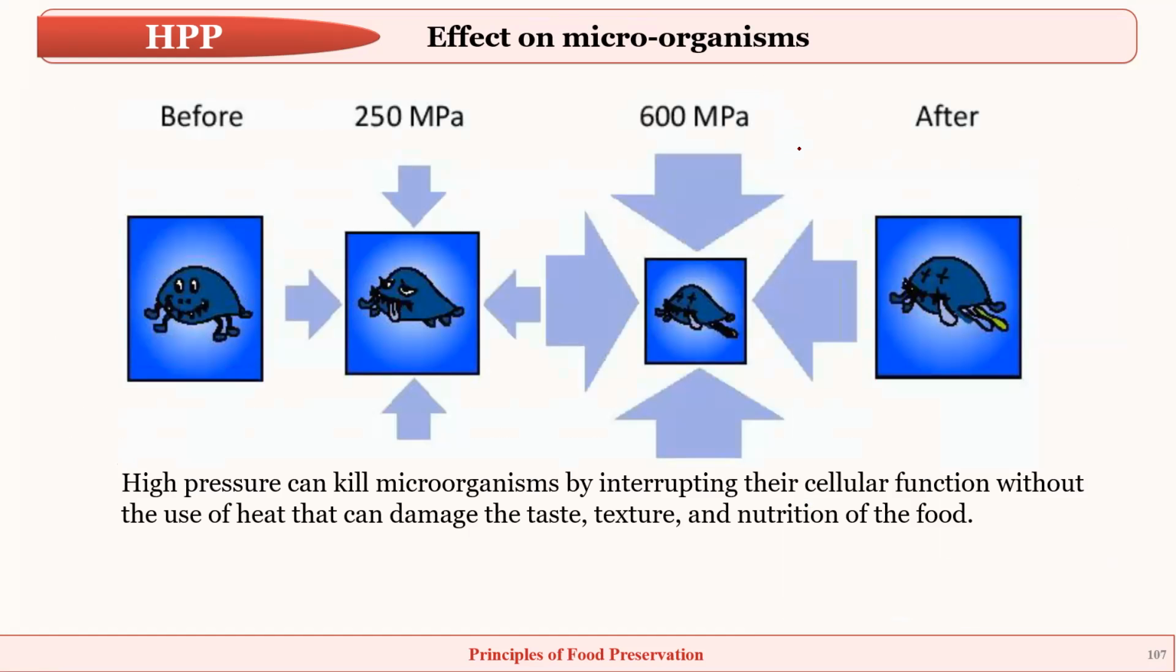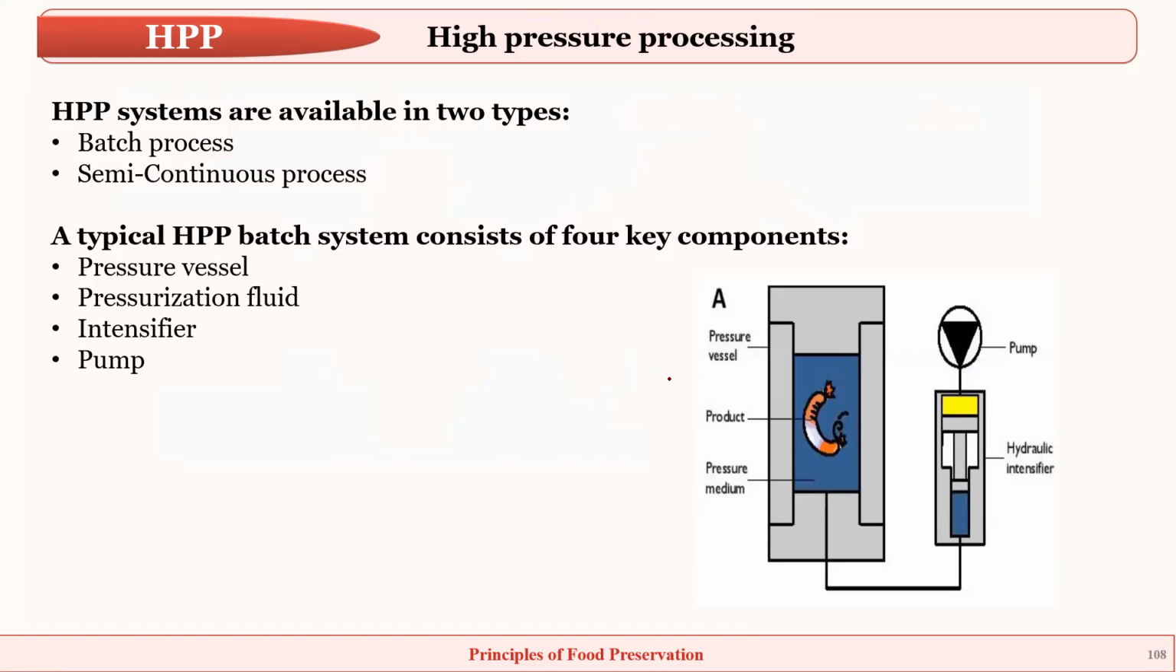So what is the effect of high pressure processing on microorganisms? High pressure processing kills microorganisms. According to one study, suppose in a juice or a food system there is a microorganism, and you use 250 megapascal pressure. High pressure can kill the microorganism by interrupting its cellular function without the use of heat. Basically, because of the pressure, the microorganism's cellular system is damaged, and that is how the microorganisms are killed. However, because of pressure, there is no effect on taste or texture.